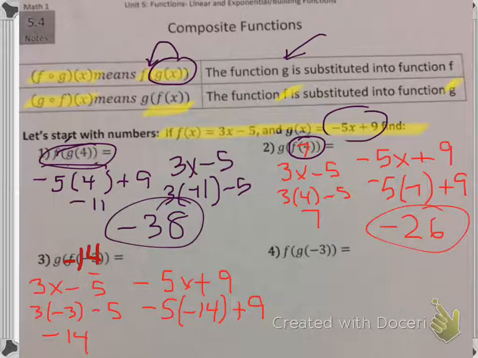And then add 9 to that. And I got 79 for my solution. So my entire solution for that problem is 79.